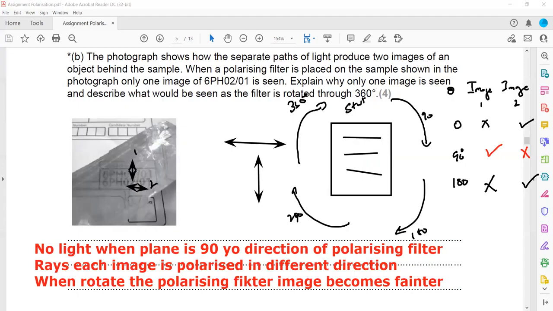So at 90, only the other image is seen. At 180, again we'll see the first image, and then at 270 we'll see the other image, and then again at 360 we'll see the first. Between the angles we'll see both images, because only when the planes are perpendicular will we not see any image. Is it clear, this question, how we use a polarizing filter to see the two images which are emitting or reflecting polarized light in different components or directions?